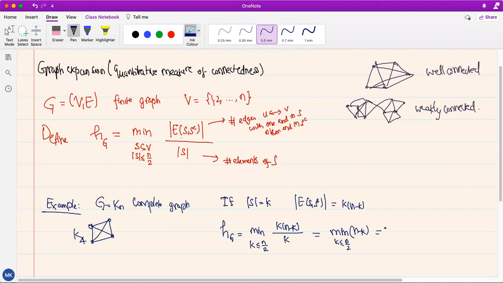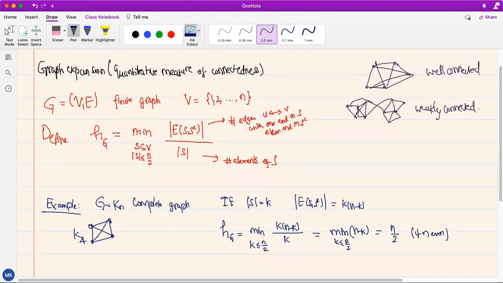This is exactly N by 2 if N is even. Otherwise, it is N by 2 plus or minus 1. I mean, you have to take the nearest integer, that's all. But let's not worry about that. It makes a difference of 1/2 only. So this is N by 2. So this is the expansion.